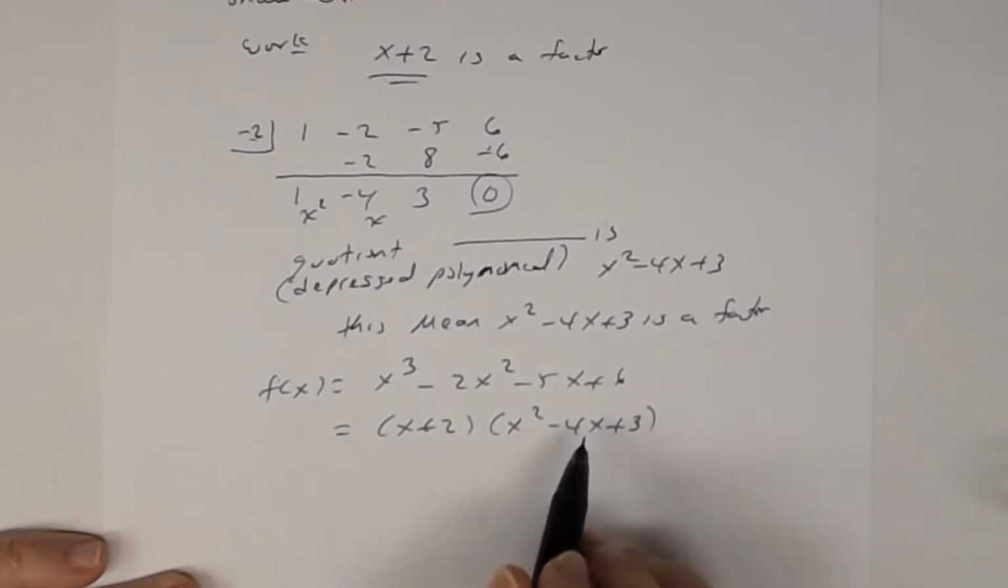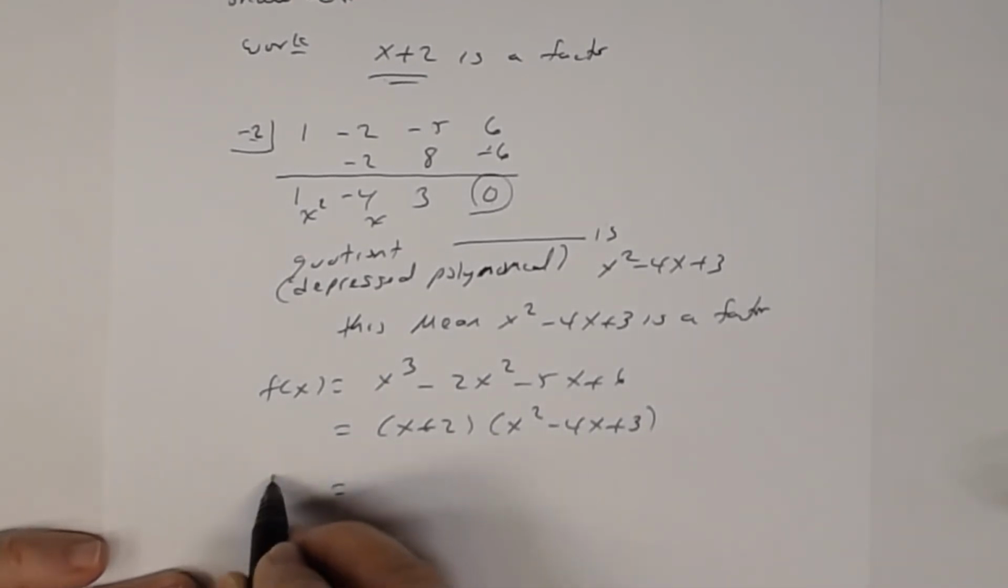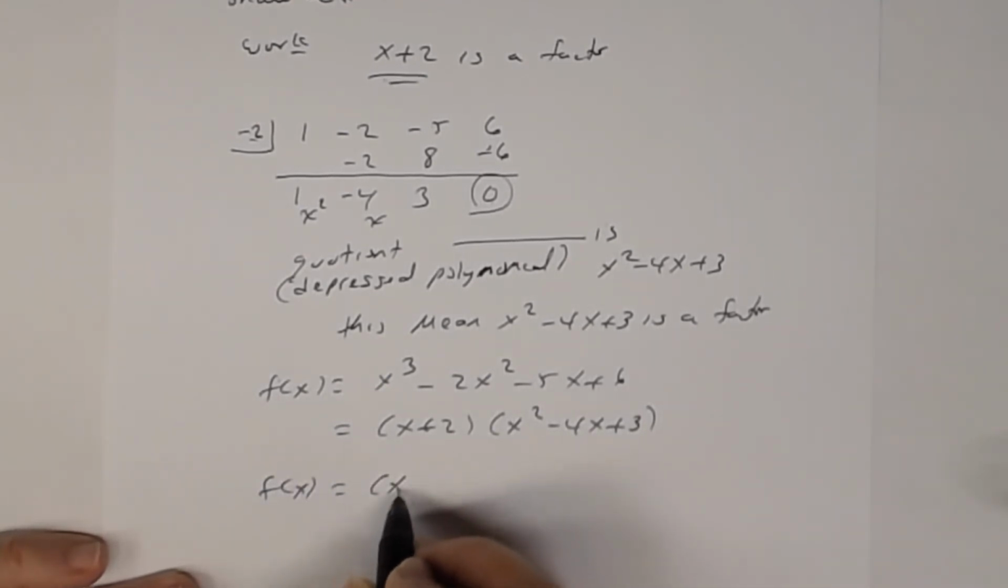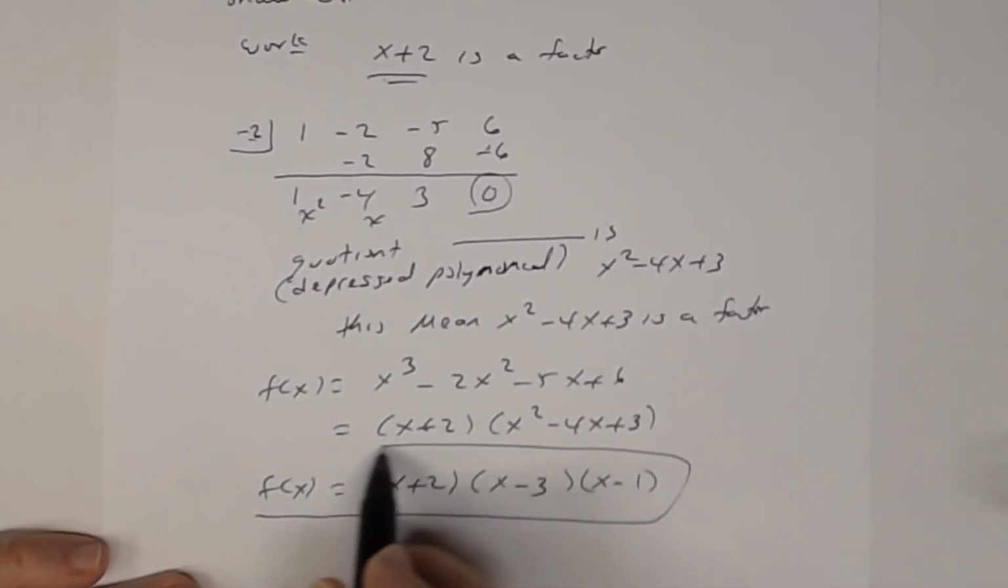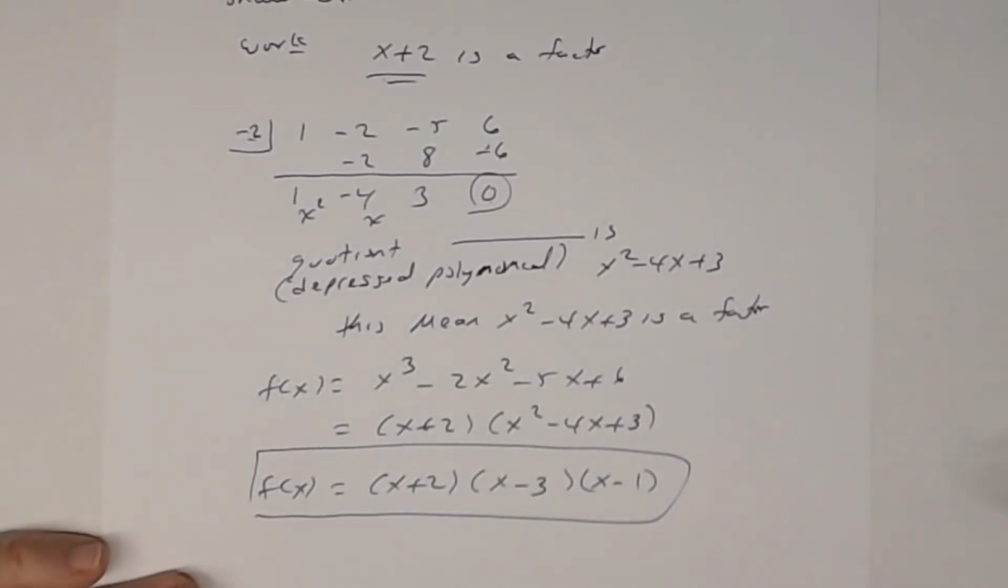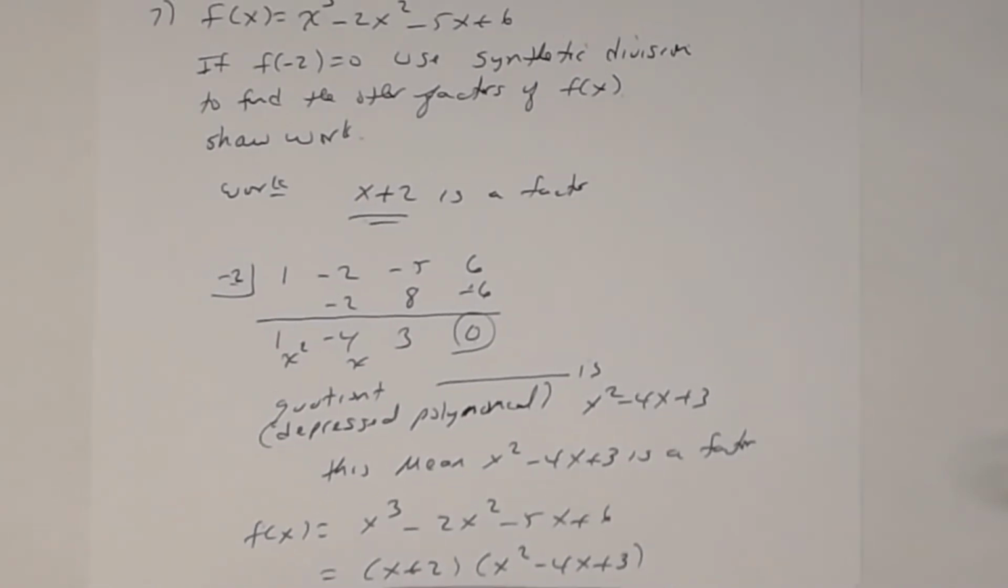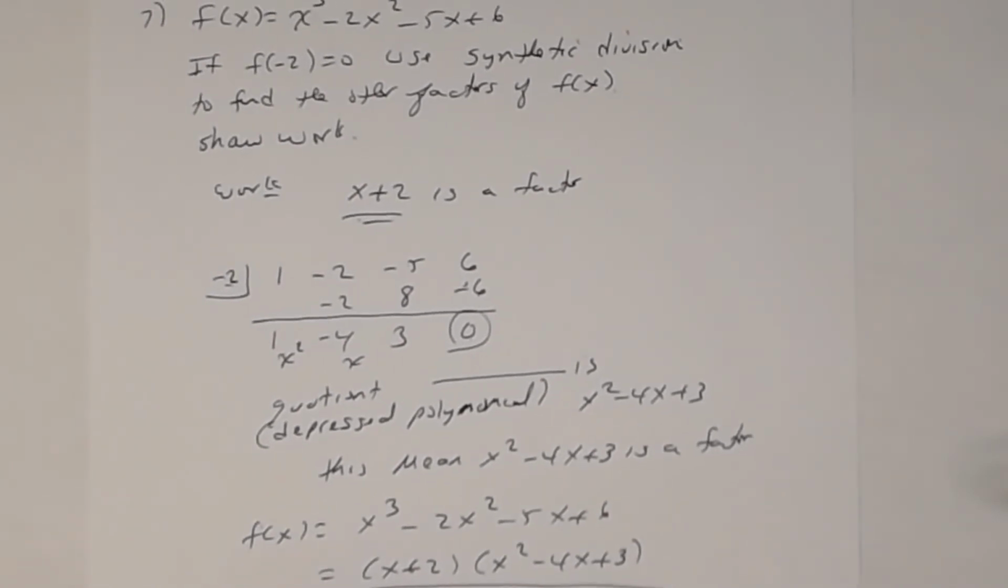This can be factored further. So f of x will equal x plus 2 times, and over here I can factor this as x minus 3 times x minus 1. And there's your answer. That's the process you go through to find the other factors, and then use that to factor your function f of x.